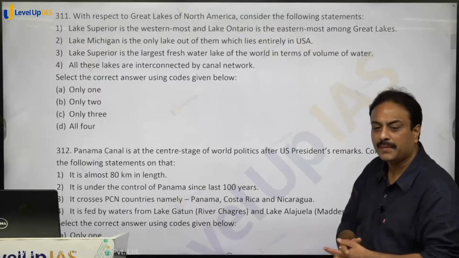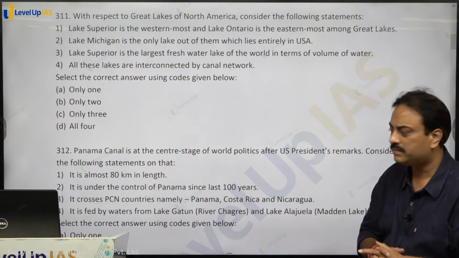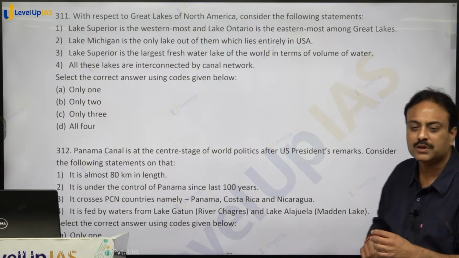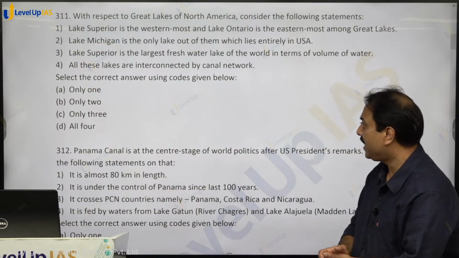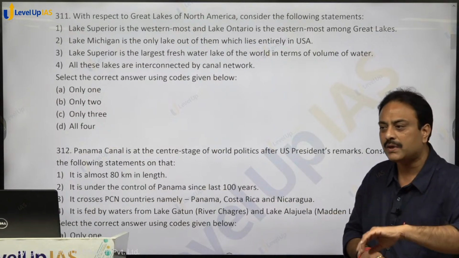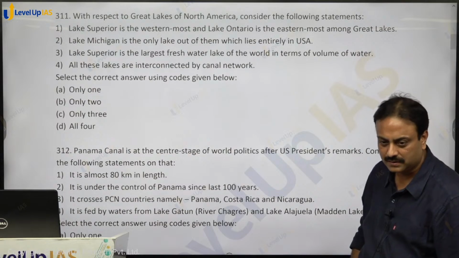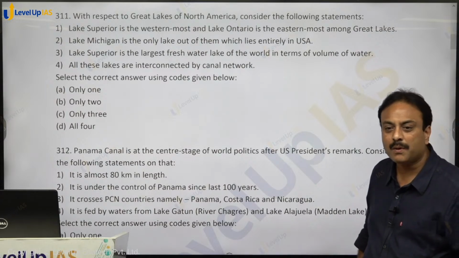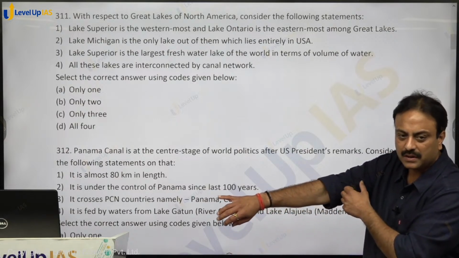With respect to the Great Lakes of North America, consider the following statements. Lake Superior is the westernmost and Lake Ontario is the easternmost among the Great Lakes. Yes, sir. Superior, Michigan, Huron, Erie, Ontario. No doubt in that. Lake Michigan is the only lake out of them which lies entirely in the USA. The remaining 4 lakes have some part in the USA, some part in Canada. Lake Superior is the largest freshwater lake in the world in terms of surface area. In terms of volume of water, the largest lake is Baikal. All these lakes are interconnected by a canal network. Yes or no?